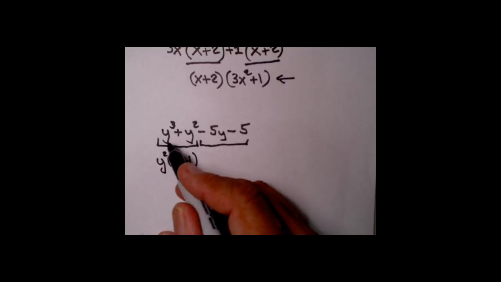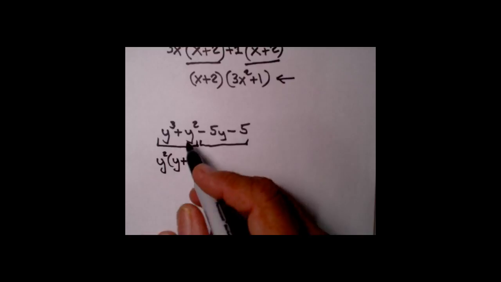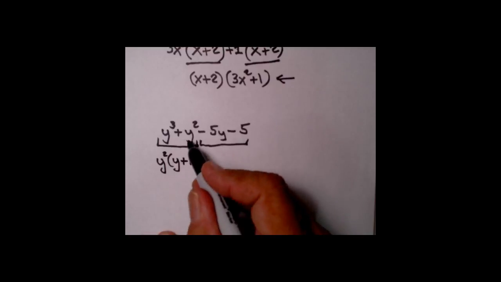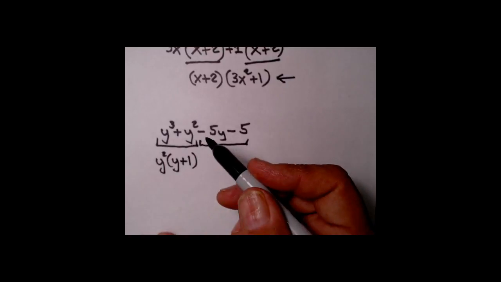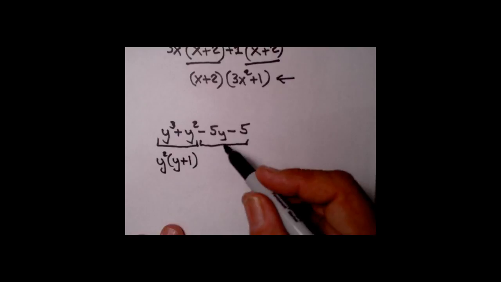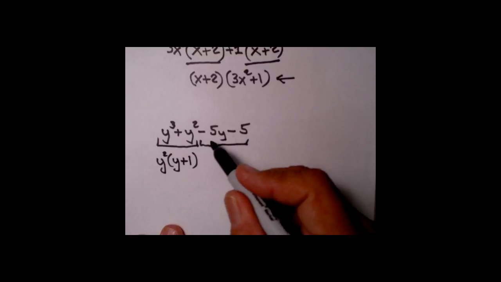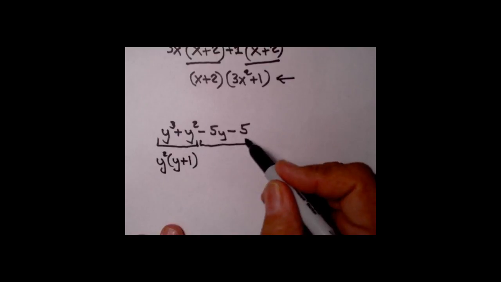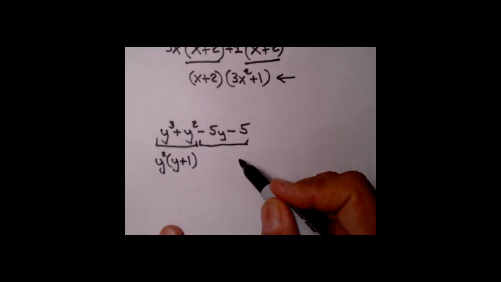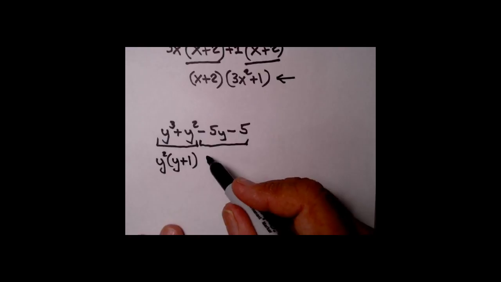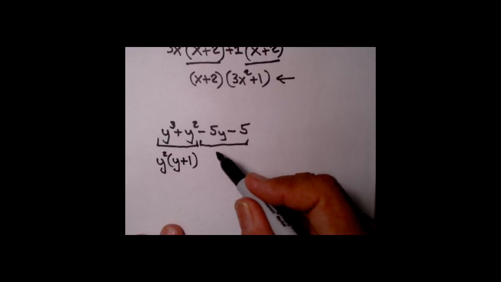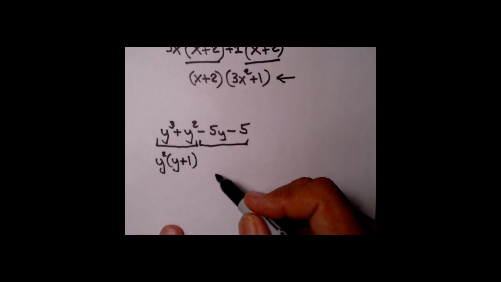Y squared times y gives you y cubed. Y squared times plus 1 gives you plus 1y squared. There that is. Now, looking over in the second guy here, you see there's a common 5, so that's a GCF we're going to factor out. But here's what's going on. In the second guy, you always have the option of either factoring out the plus version of the 5 or the minus version. Only one of those works, and it's very easy to tell exactly which one it's going to be.